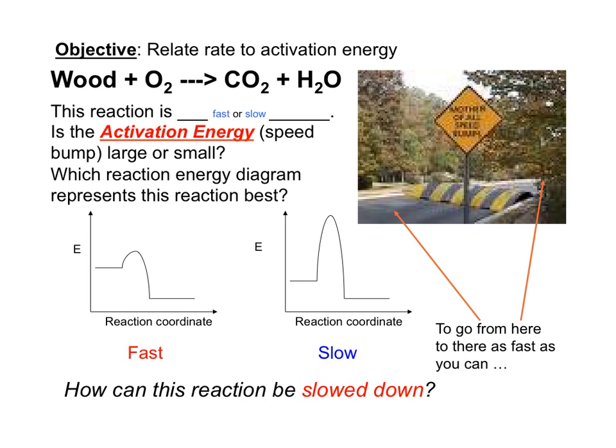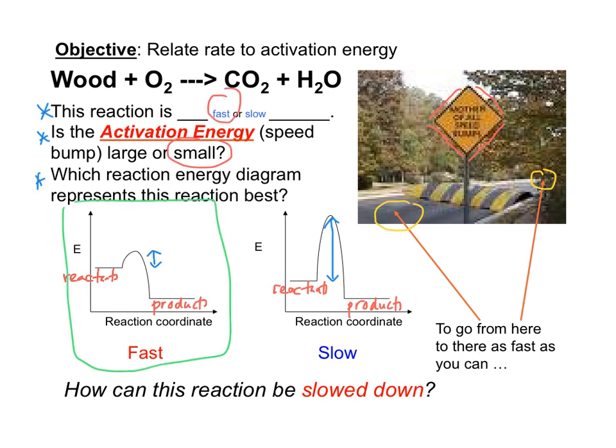Let's take a look at a reaction energy diagram. Here are the reactants, here are the products, and here's the speed bump for the reactants to get to the products. This is like getting from here to there with the mother of all speed bumps between here and your destination. Stop the video and answer these questions. And the answers are: the smaller the speed bump, or activation energy, the faster the reaction.